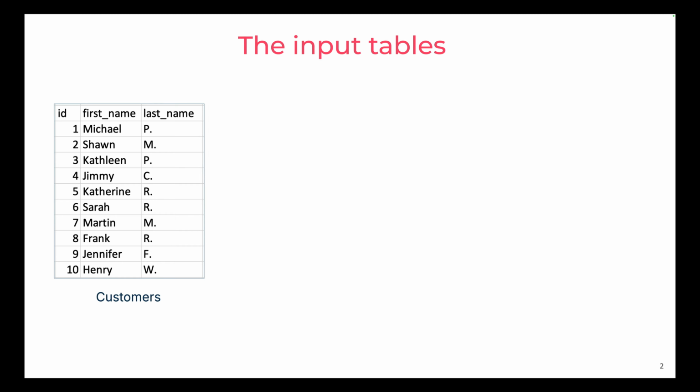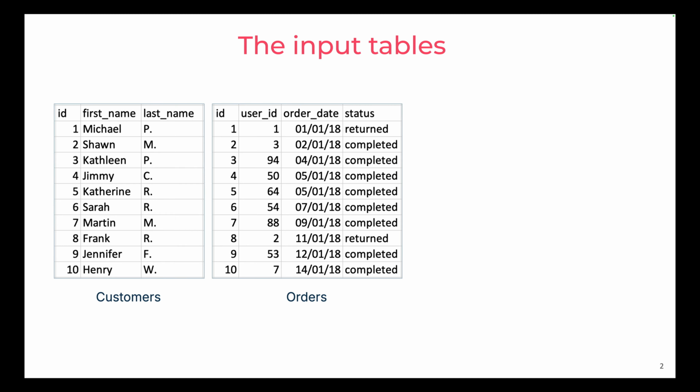First is that we have the customers table. So we have the ID, the first name and the last name. It's a pretty simple table. Then we have the order details where we have the order ID, which user placed the order, the date of the order and the status.